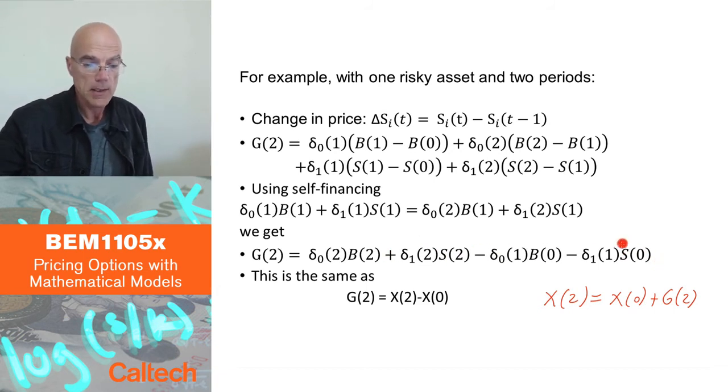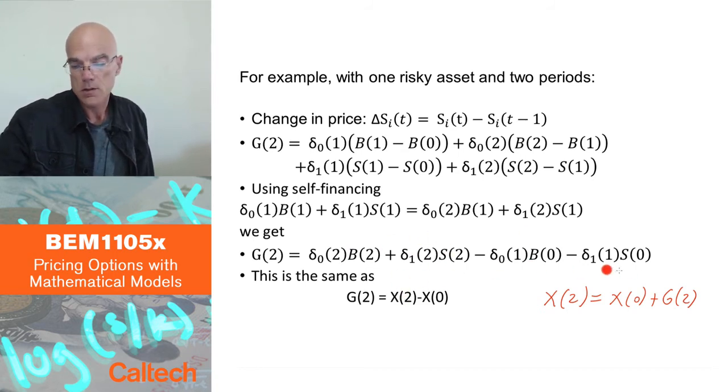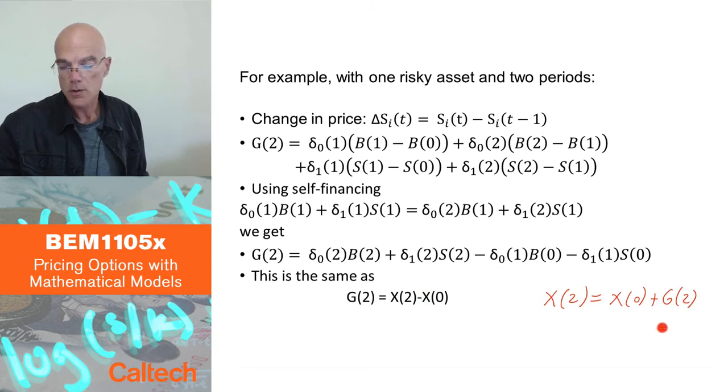Okay? But this is nothing else. This by definition is x of 2. Okay? Money at time 2 in the bank plus money at time 2 in the stock. That's x of 2. And this is x of 0. Money initially in the bank and money initially in the stock with a minus sign, so x of 2 minus x of 0, okay? Which is the same as x of 2 being x of 0 plus g of 2. So this is what I wanted to show.